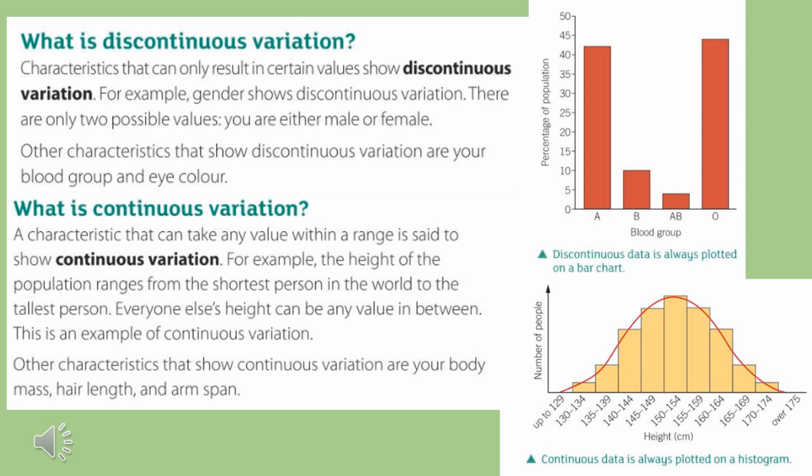Continuous variation, though, has a range. So, for example, the height of a population can range from the shortest person in the world to the tallest person. Characteristics that show continuous variation are things like your body mass, your hair length, your arm span. These are all things that can change. If it's a discontinuous variation, as I said, we could plot that in a bar chart, and if it's continuous, we plot it in a histogram, so we can then look at the data.